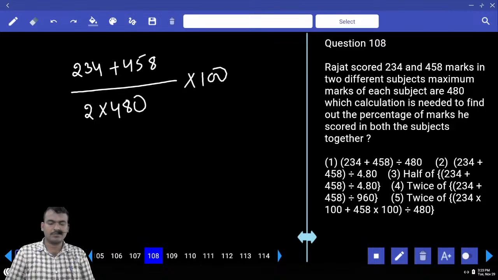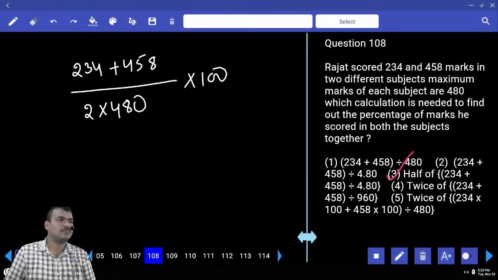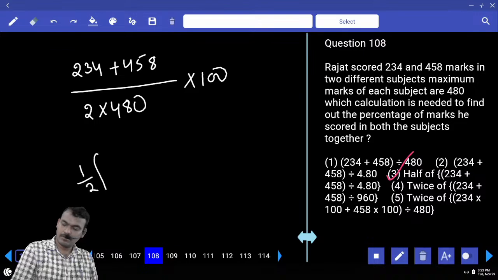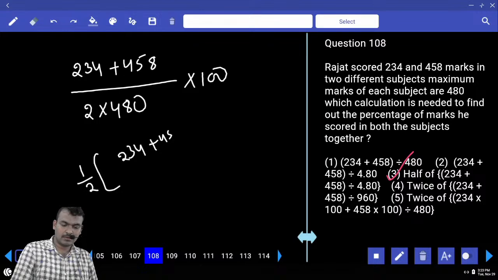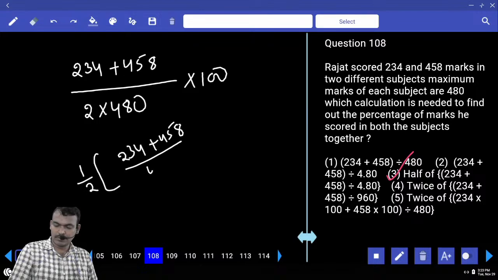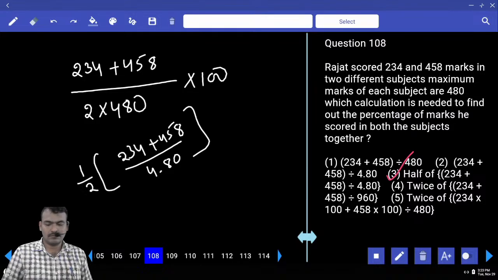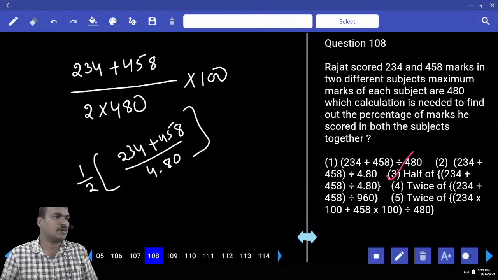Third option or fourth option? Third option. Third option or fourth option? Third. What is the third option? Half of 234 plus 458 by how much? 4.8 or not? Yes or no? Third option or fourth option? Third option.